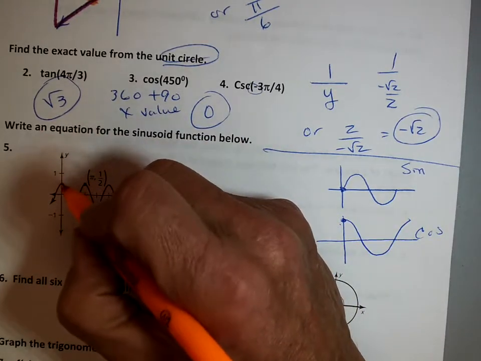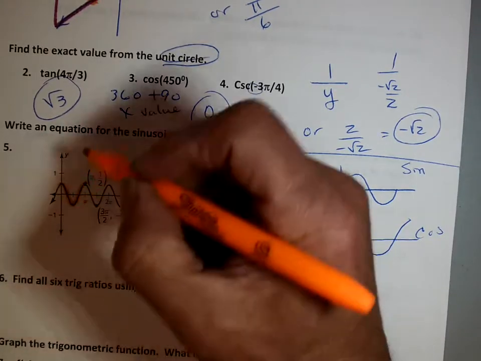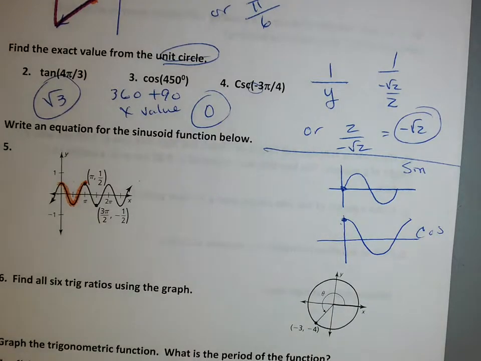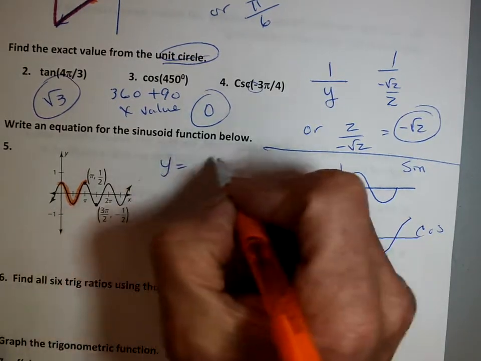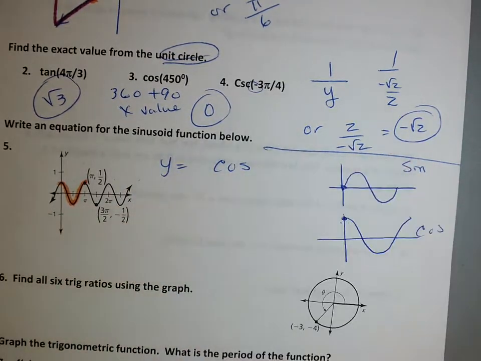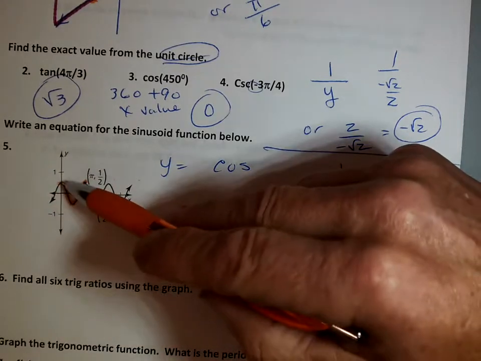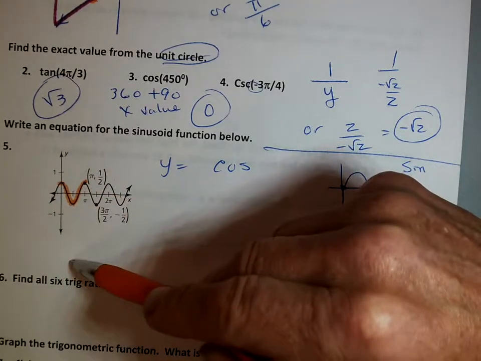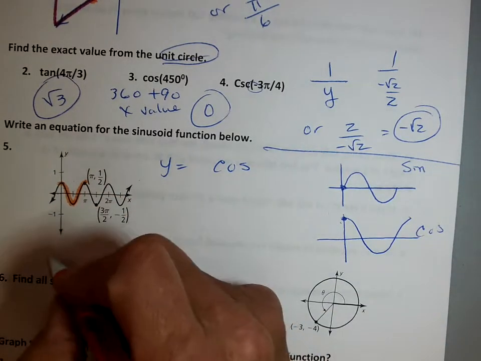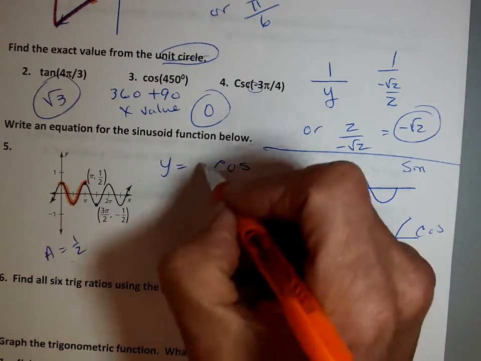I think Lauren's right. Let's call it a cosine. There are really 4 correct answers, but let's pick the easiest. So let's go y equals cosine. Now, the amplitude seems to go up 1/2 and down 1/2. So my amplitude is 1/2.